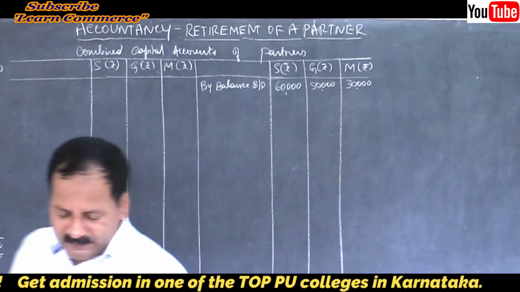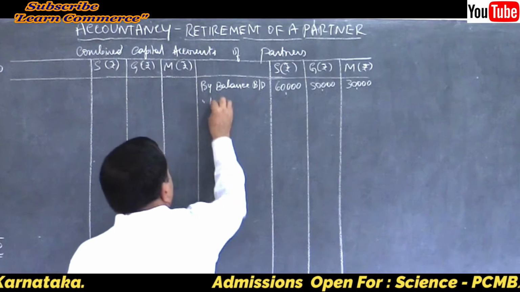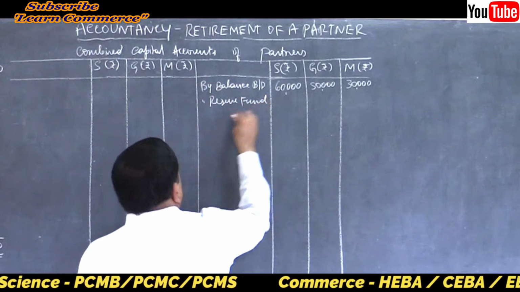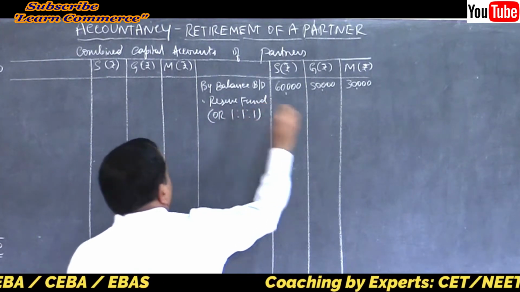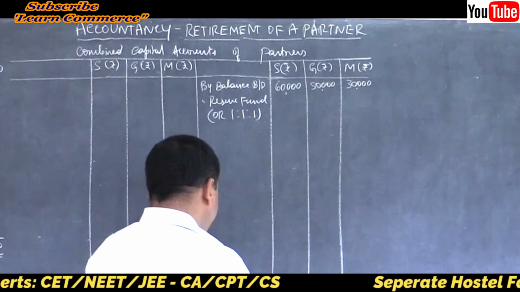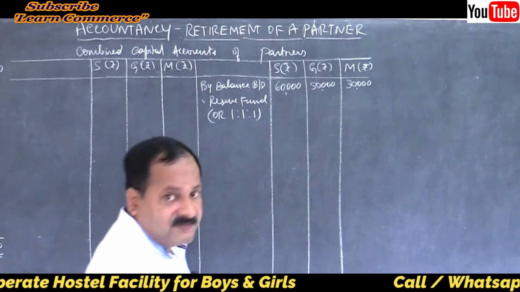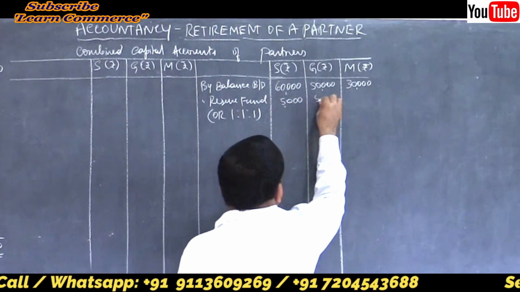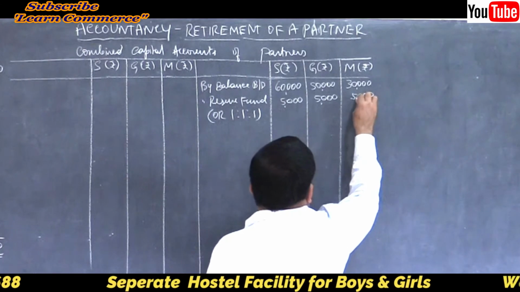Then what? Reserve fund is there in the balance sheet, right? So credit it, reserve fund, in the old ratio 1:1:1. How much? 15,000 is the value of the reserve fund, so 5,000 each.